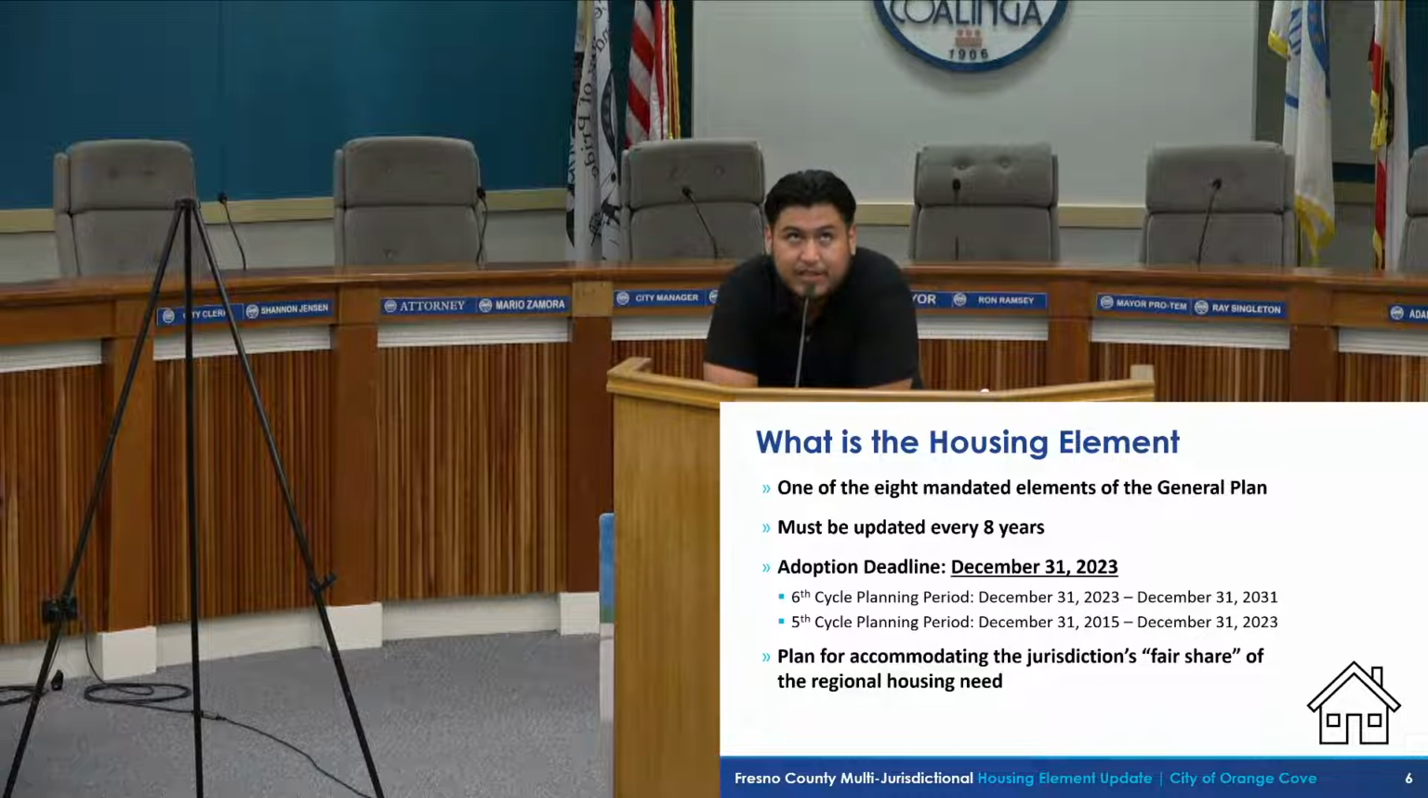First, what is the housing element? The housing element is one of the 8 mandated elements of the general plan, and it must be updated once every 8 years. This cycle of the housing element update runs from December of 2023 to December of 2031. The previous cycle, the 5th cycle, ran from December of 2015 through December of 2023. Lastly, the housing element is a plan for accommodating the jurisdiction's fair share of the regional housing needs allocation. We'll dive into that further as we move along in the presentation.